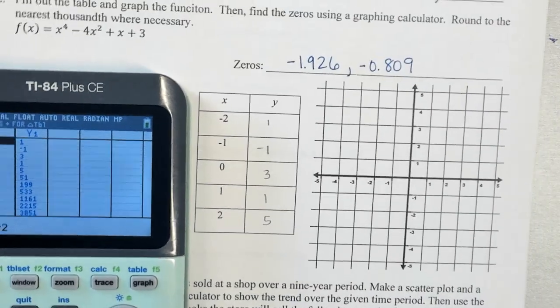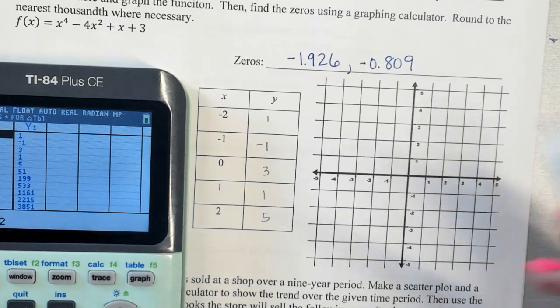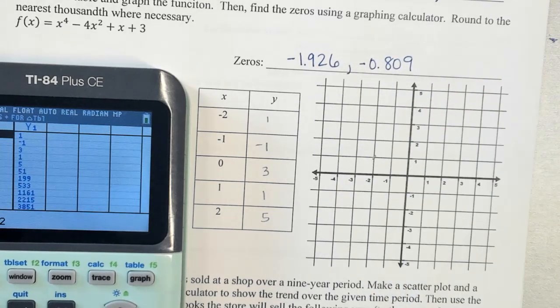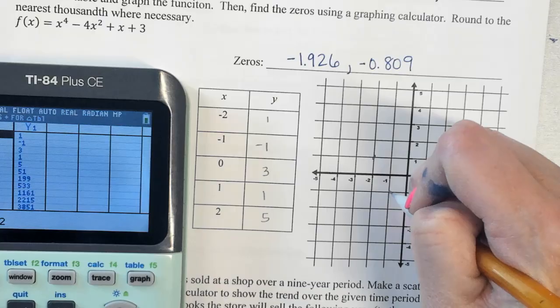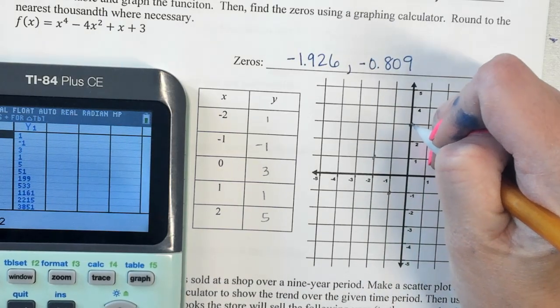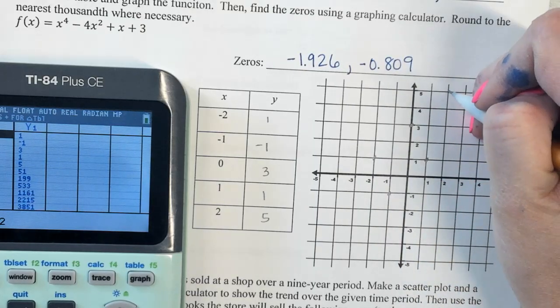Okay, and then if I give you a scale, then you can't change it, okay? So it has to be on this grid. Not that you would want another one anyway for this. So -2, 1, -1, -1, 0, 3, 1, 1, and 2, 5.